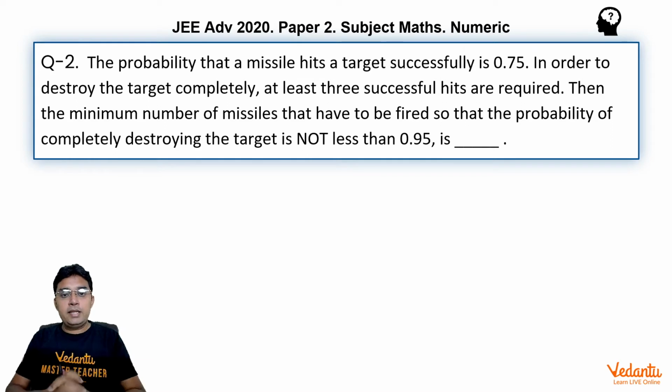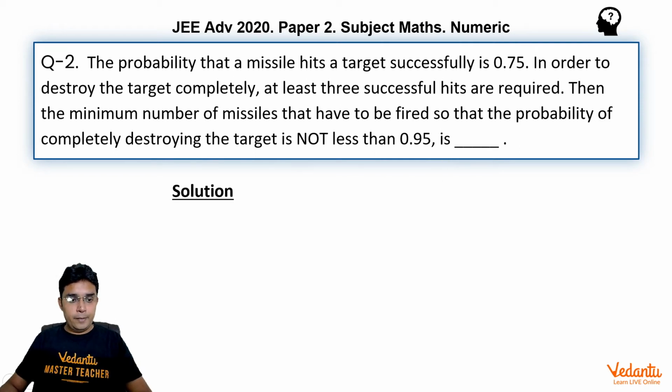The probability that a missile hits a target successfully is 0.75. In order to destroy the target completely, at least 3 successful hits are required. Then the minimum number of missiles that have to be fired so that the probability of completely destroying the target is not less than 0.95 is. So let us see how to do this question.